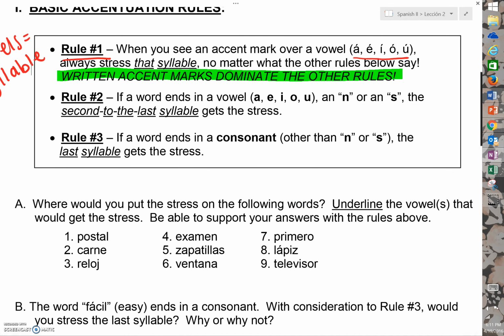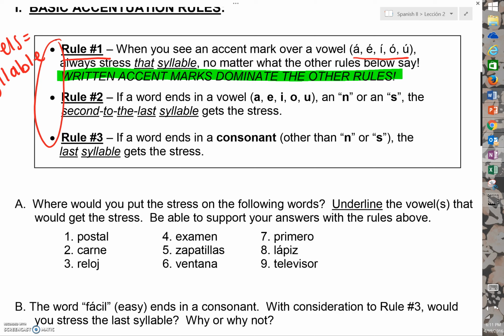We're going to look at 9 words together, and we're going to determine where we put the emphasis or stress on the following words according to these 3 rules. I will circle the vowel that gets the stress, and then I will also write down the rule that tells us why that vowel is stressed.